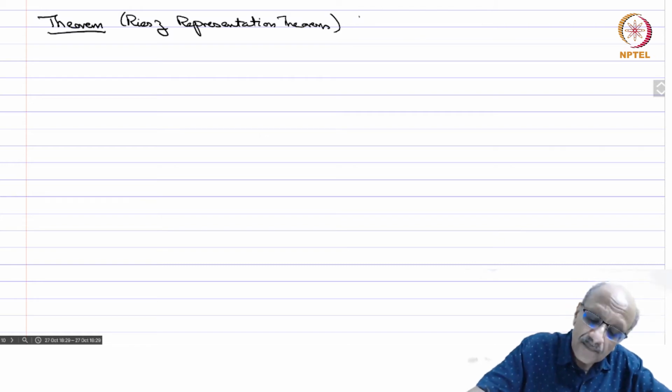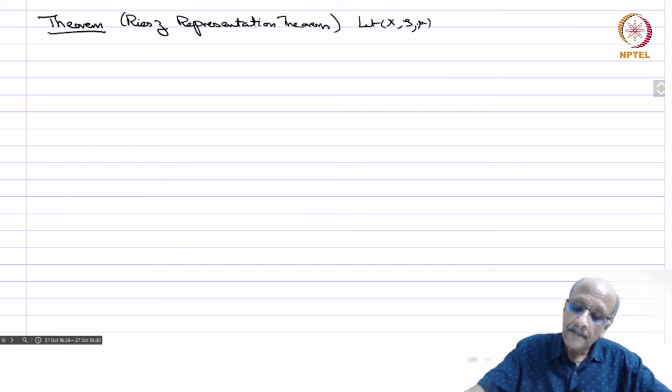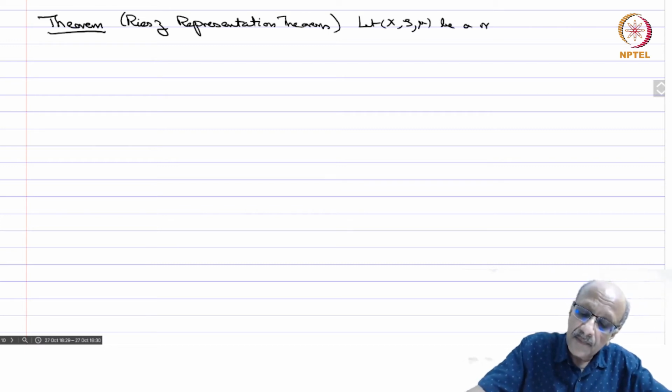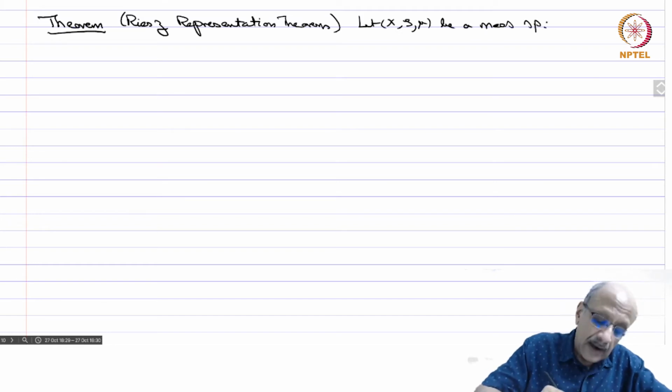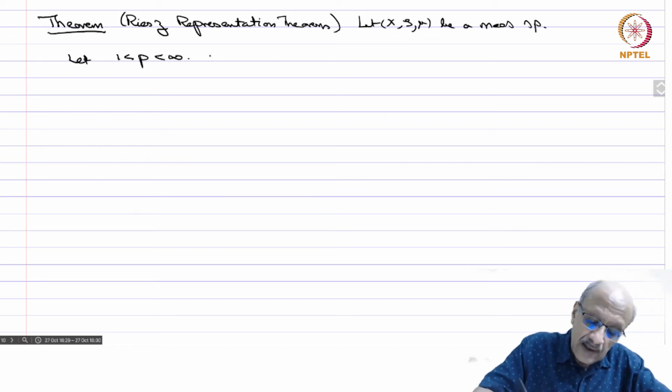Okay, so let X, mu be a measure space. Okay, and let 1 less than p less than infinity. Let p star be the conjugate exponent.